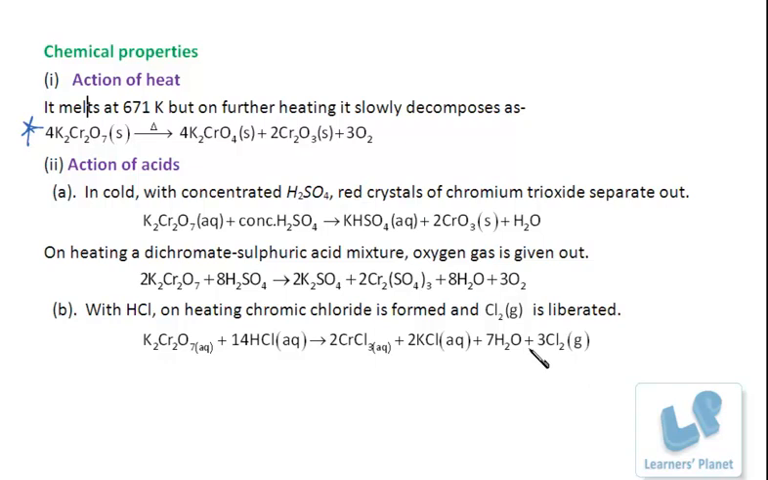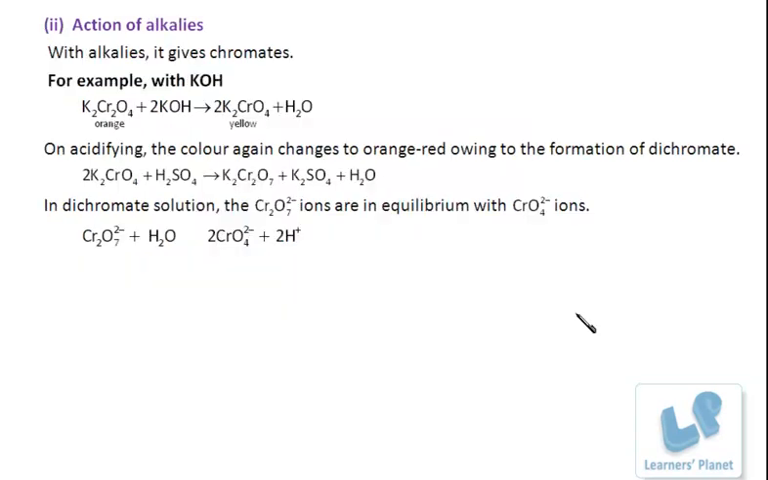Let's see how it reacts with alkalis. Potassium dichromate with potassium hydroxide gives potassium chromate. Here the color of dichromate is orange and the color of chromate is yellow. When potassium dichromate is heated with potassium hydroxide, potassium chromate is obtained and this is yellow in color. On acidifying, the color again changes to orange-red owing to the formation of dichromate.